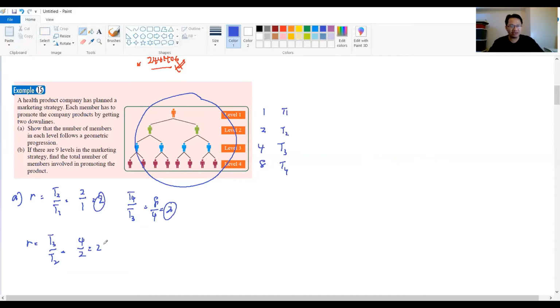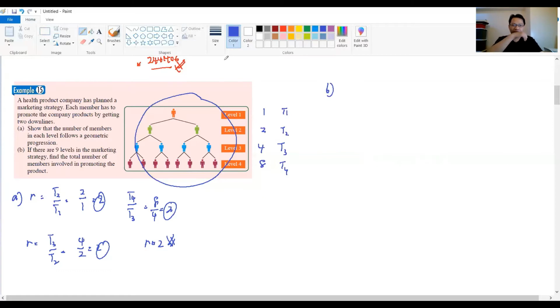So automatically we know that since r equals 2 for all levels, therefore we can write a statement: MLM, multi-level marketing, follows the trend of GP. The trend of this MLM follows the GP, geometric progression. All right, settle. Now that's A.